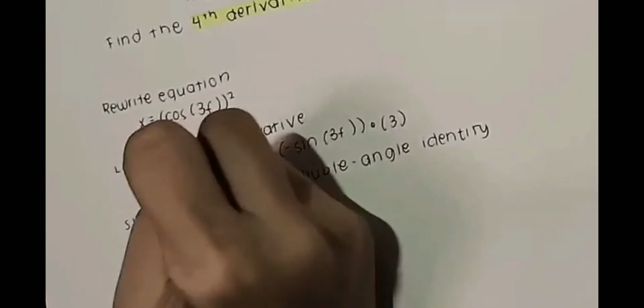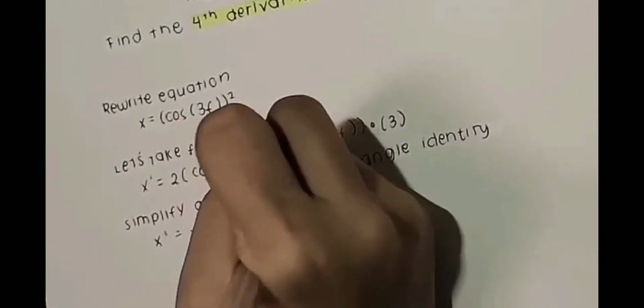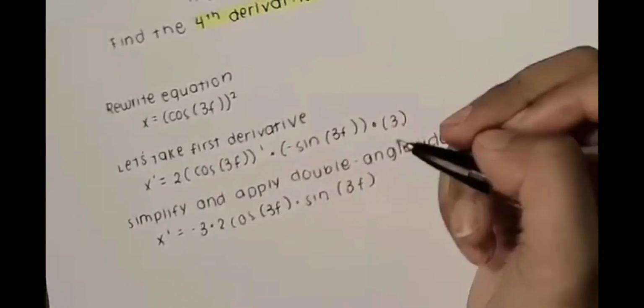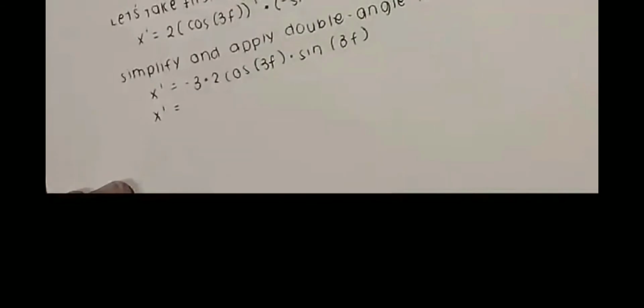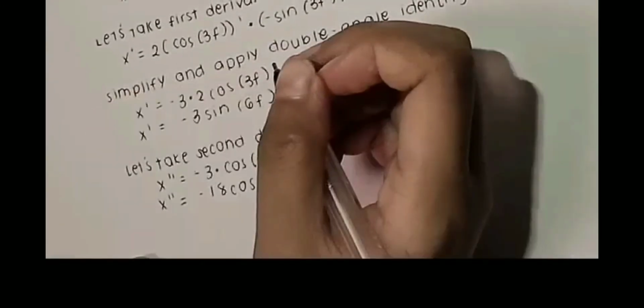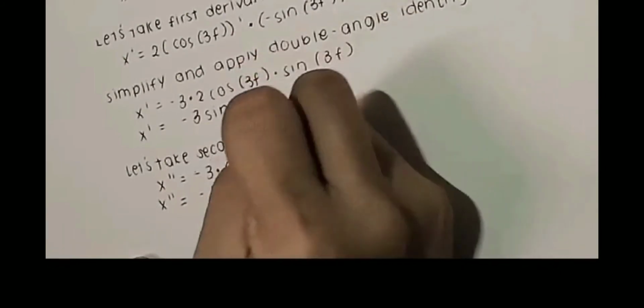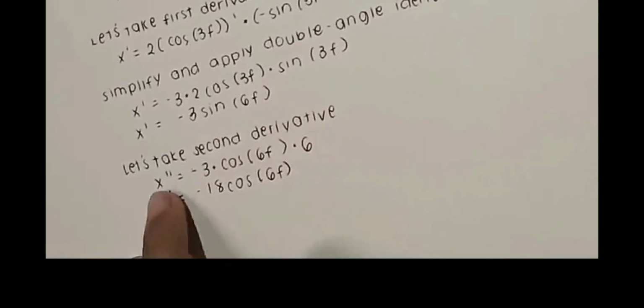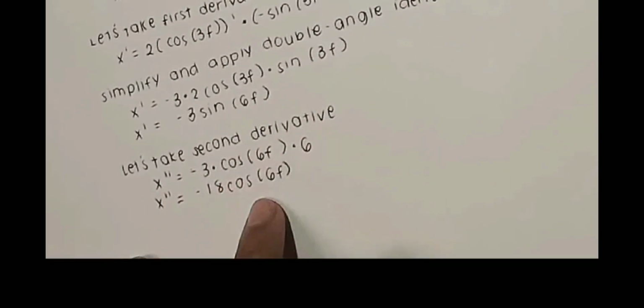So simplify and apply the double angle identity. So x prime is equal to negative 3 times 2 cosine times the quantity of 3f times sine the quantity of 3f, and x prime is equal to negative 3 sine times the quantity of 6f. So let's take the second derivative. x double prime is equal to negative 3 times cosine times the quantity of 6f times 6. So x double prime is equal to negative 18 cosine times the quantity of 6f.